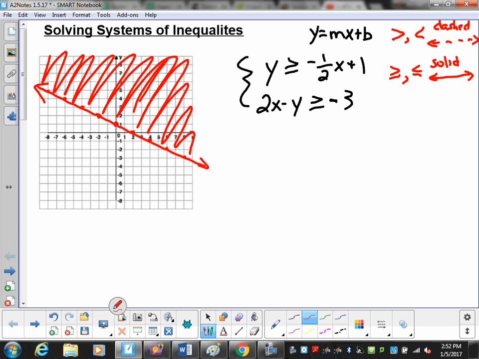Alright, next one. The 2x minus y is greater than or equal to -3. Okay? The problem with this one is it's not in slope-intercept form yet. So we need to get it into slope-intercept form. Alright, so to do that, I need to move that 2x to the other side by subtracting it. It's a positive 2x, so that leaves you with -y is greater than or equal to negative 3 minus 2x.